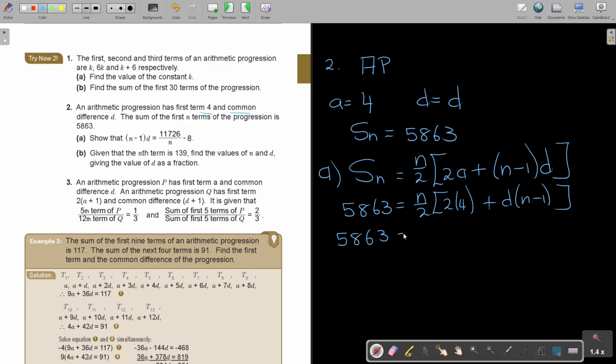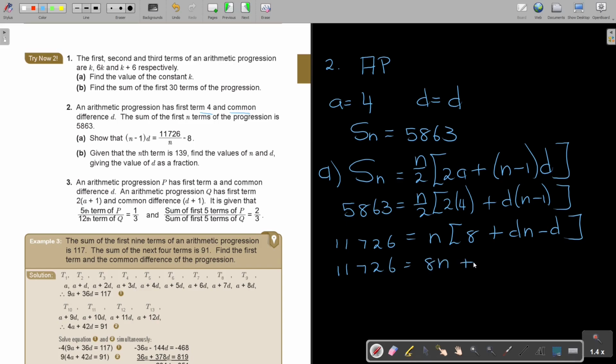So then it's 5863. Okay, I always multiply on the other side. So if I multiply on the other side, I get 11726 equals n. I could have made this smaller. So by dn minus d. So it's 11726 equals 8n plus dn.